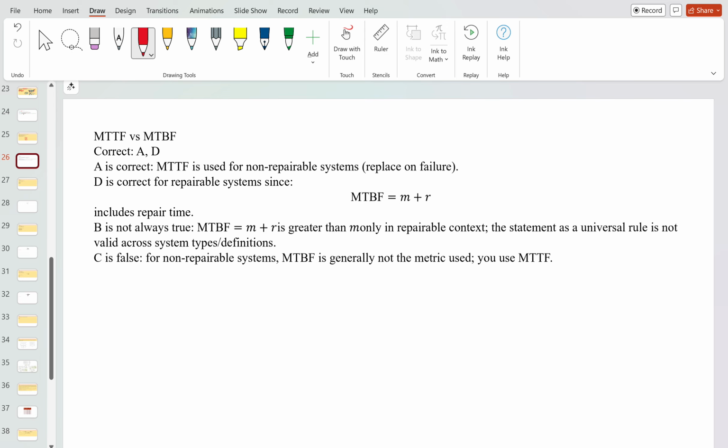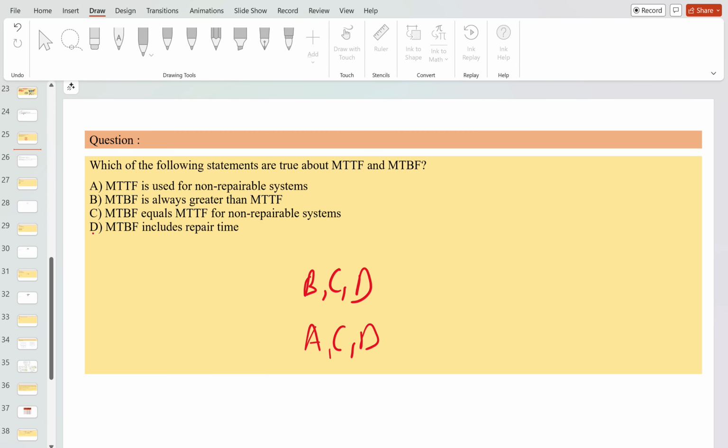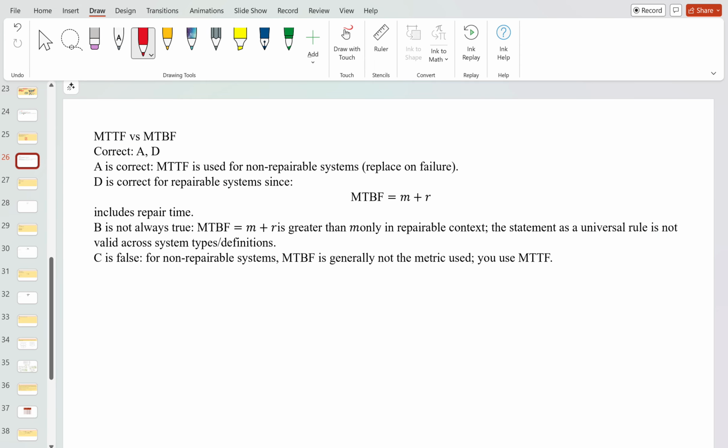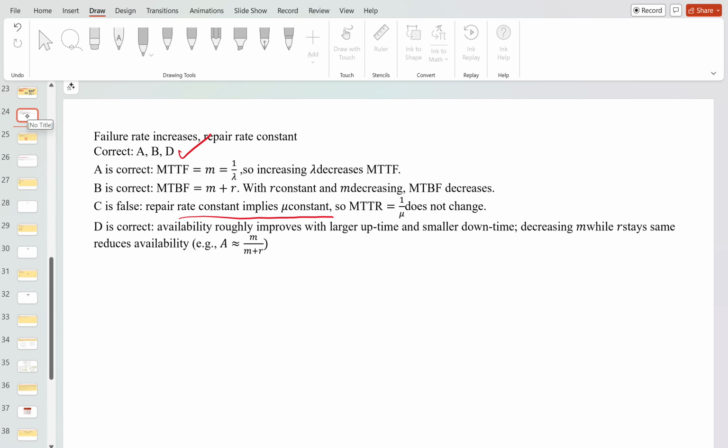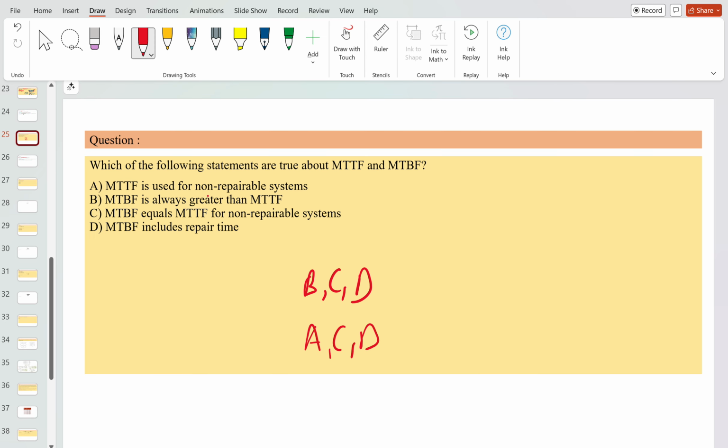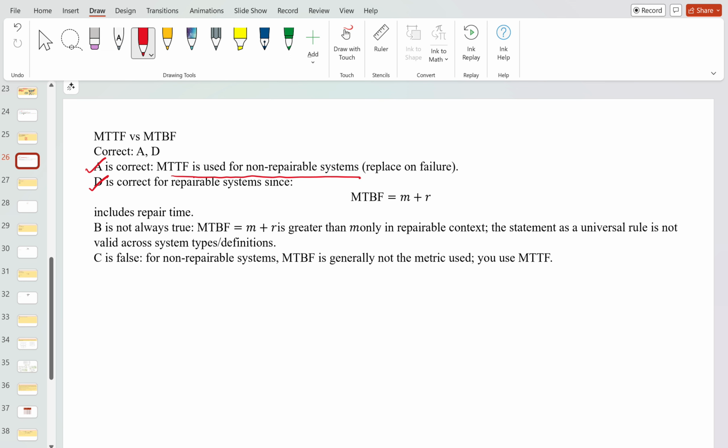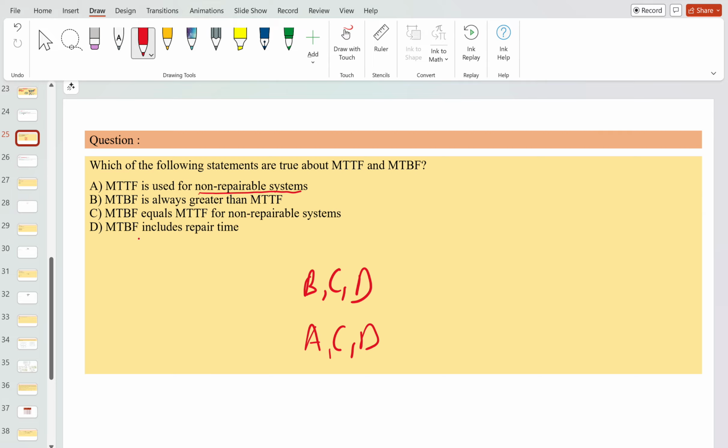So options A and D are correct. Why? It says MTTF is used for non-repairable systems. That's true, MTTF is used for non-repairable systems. Option D is MTBF includes the repair time, which we have already seen. This is true.